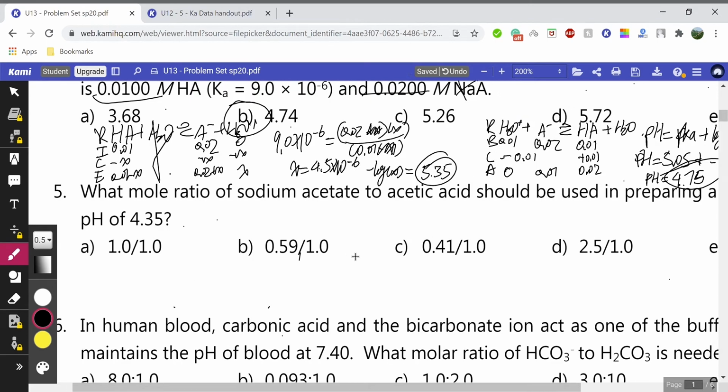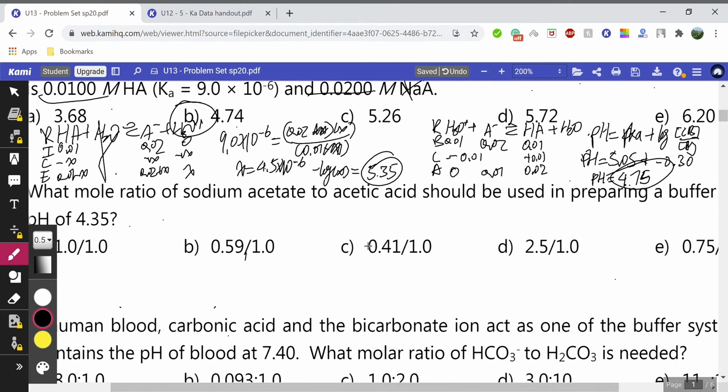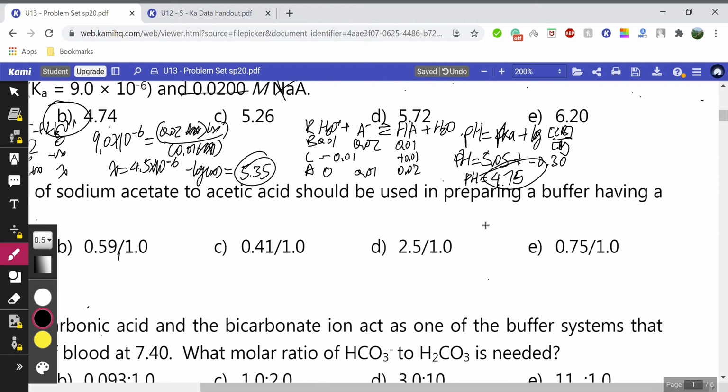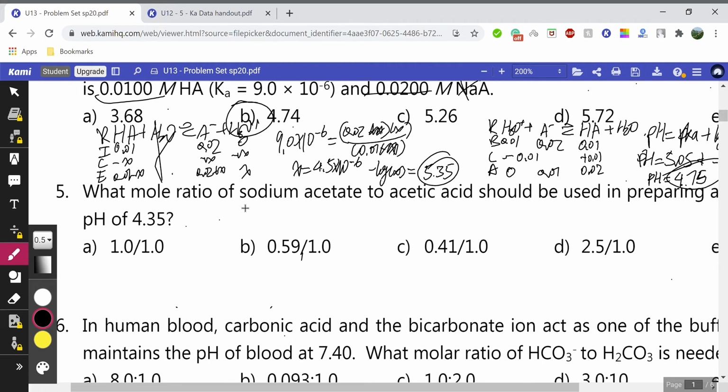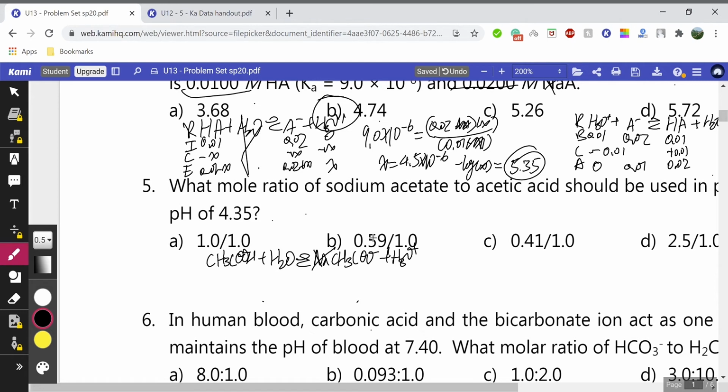Number 5. What is the mole ratio of sodium acetate to acetic acid to be used in preparing a buffer having a pH of 4.35? So let's see. What's the molar ratio of sodium acetate to acetic acid to prepare a buffer? CH3COOH plus H2O is going to form NaCH3COO minus plus H3O plus. This Na can be ignored because it is a spectator ion. Okay, now this is what we have.